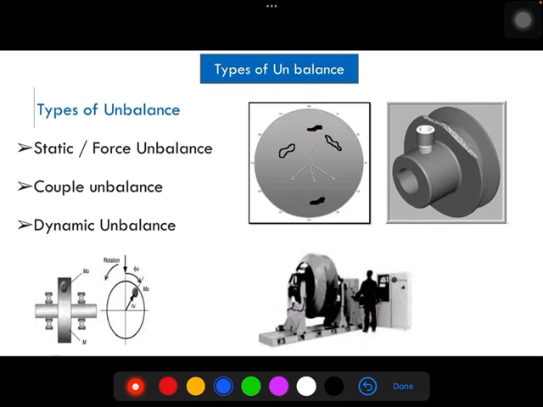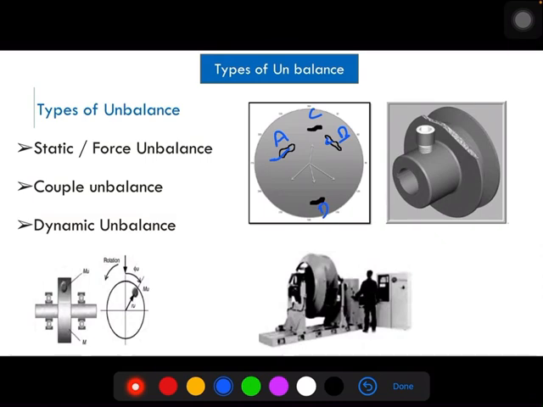For unbalance to occur, there will be an uneven distribution of mass. Uneven distribution of mass means either there will be material removal from the surface because of wear and tear, like this A and B, or there may be external deposition, that is dust, C and D, or there may be some broken parts in the component that also create the unbalance.